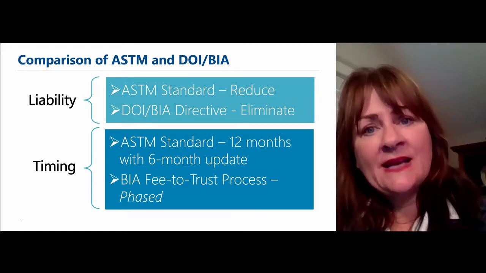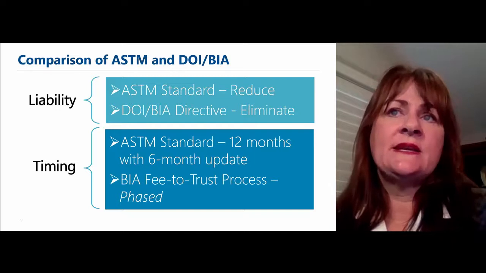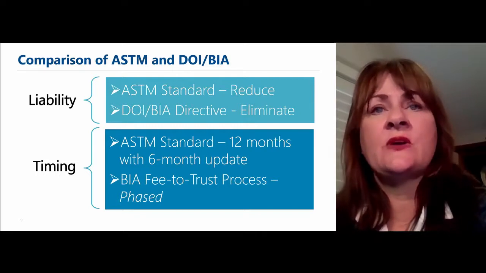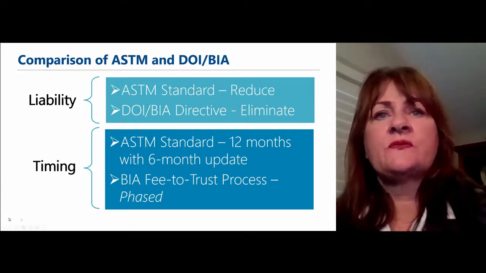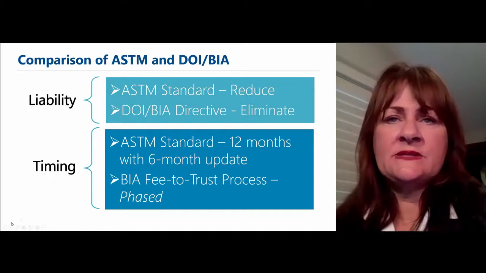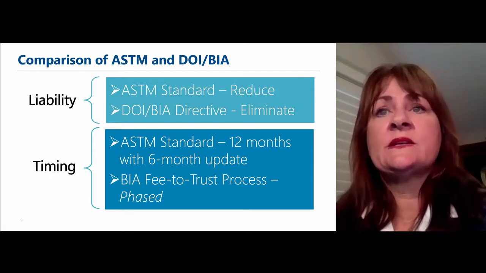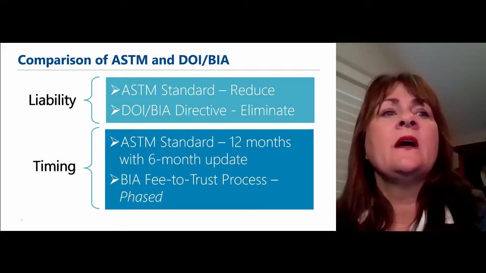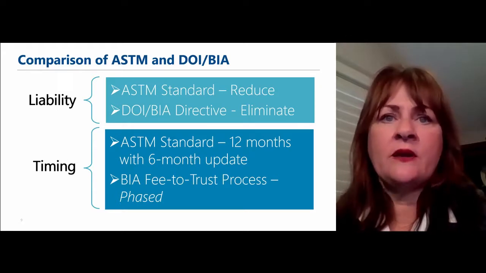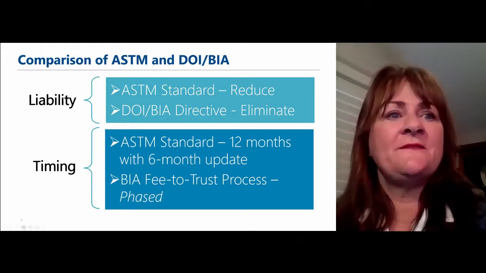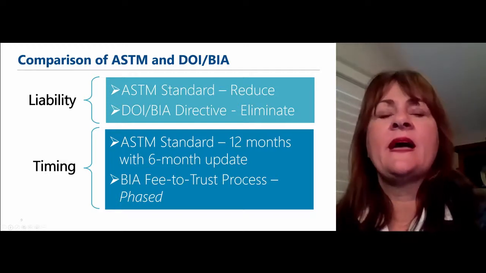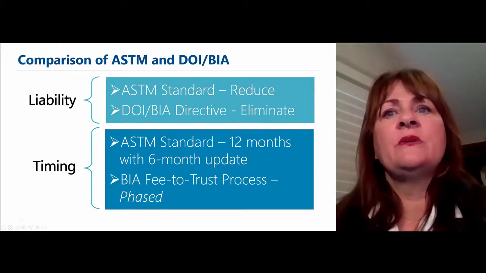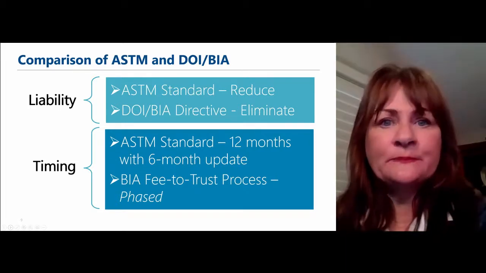And then if anything is identified in the Phase 1 ESA as needing to be addressed, then BIA is going to want the tribe to address that before they take it into trust. Then, of course, there's the issue of timing. Again, the Phase 1 ESA report is good for a year, provided that you do a 6-month update. And just be aware that because the BIA fee to trust process is phased, you want to make sure that you can get that Phase 1 ESA within that last 6-month review period before the application is approved by BIA.